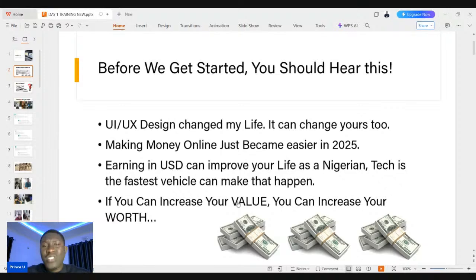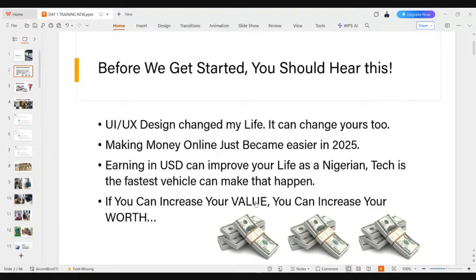Why am I even going through this route? I don't just want to jump on Figma and start teaching you designs. No. If you don't know the essence of why you are coming into this space, you may miss out on the essence of this 2 weeks training, right? So I need you to know as you are doing this too, because I'll be giving you guys assignments. When you are doing those assignments, just see yourself that you are investing in a path that can make you earn in dollars, right? And know that earning in dollars can improve your life.